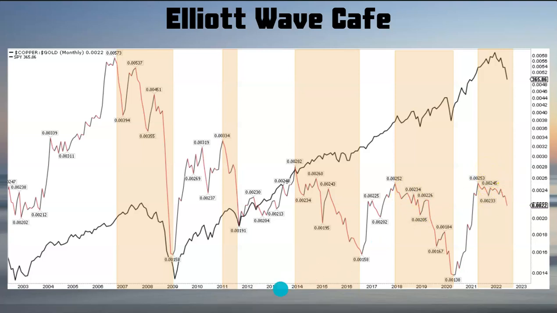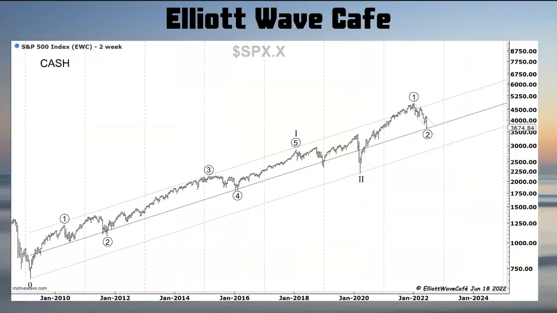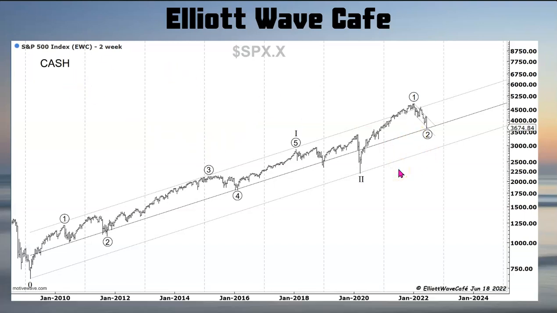So the next one that I have in here, we're going to take a look at some counts, because I think it's important to see where we are in the larger cycle. And I have two charts for you. Actually, I think only on the RUT, not on the SP500. Anyway, this one, it's the cash index, so it's the SPX. I don't have the futures on here.